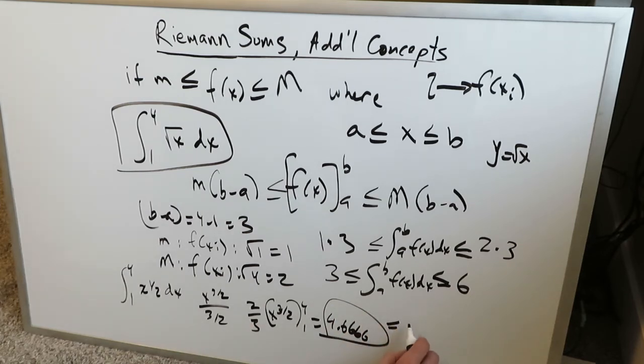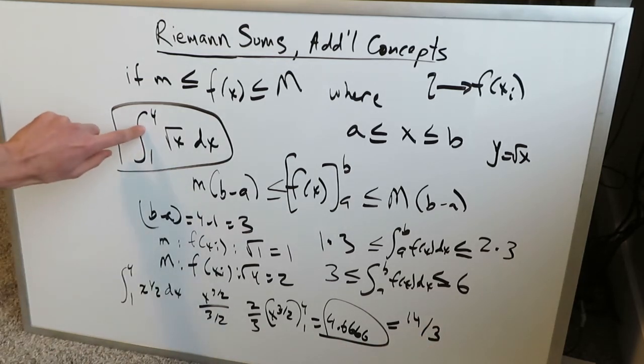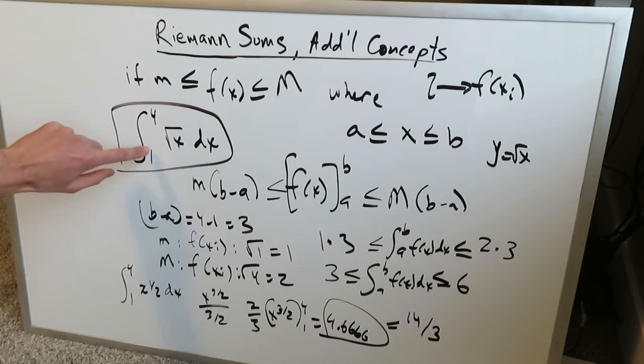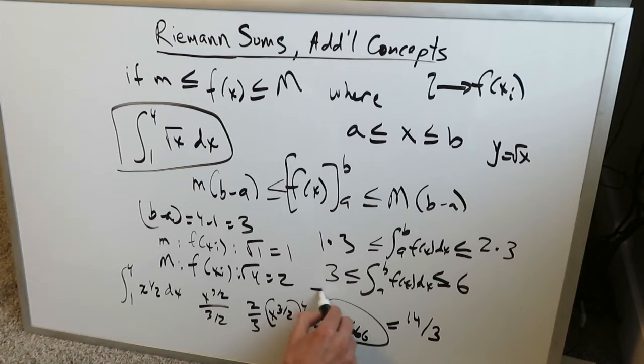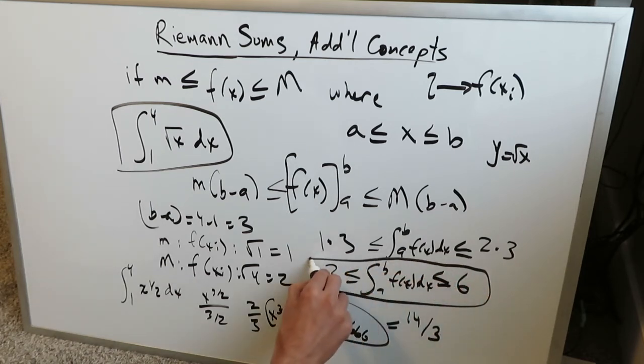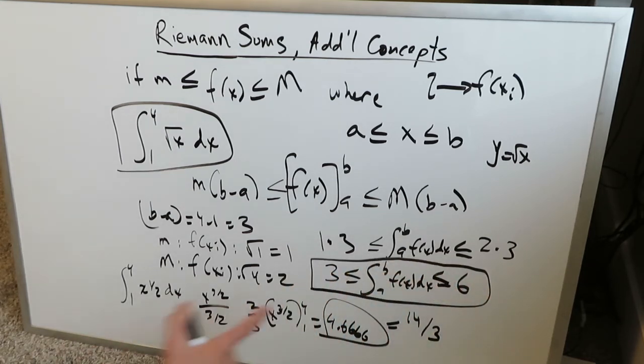And you can also say 4.666 is the same thing as 14 over 3. So the true area of this function within the interval 4 and 1, upper limit and lower limit, is 14 over 3 or 4.666, but our goal here was only to determine the possibilities of its area, from the minimum to the maximum. And that's all this question was asking.